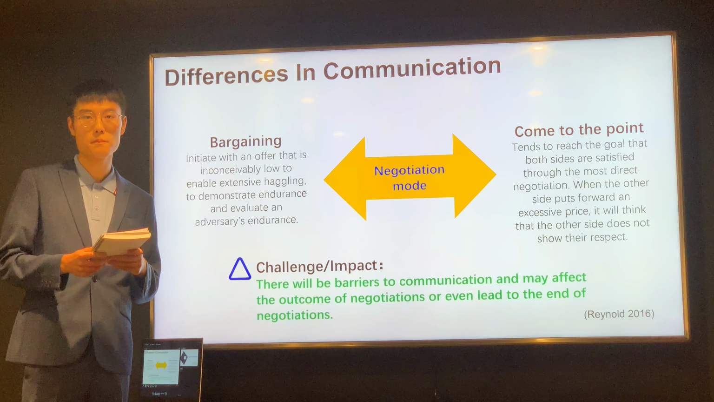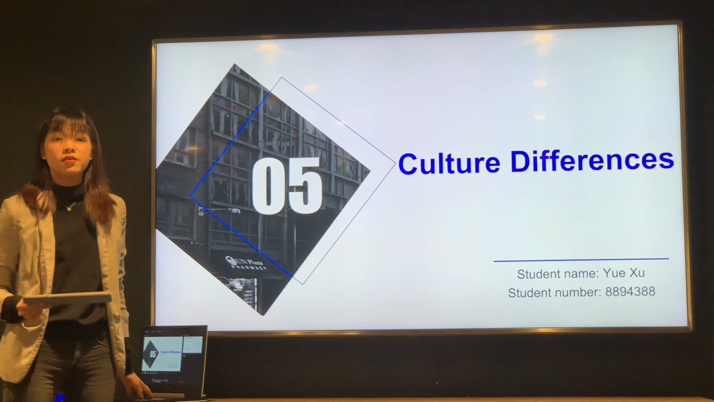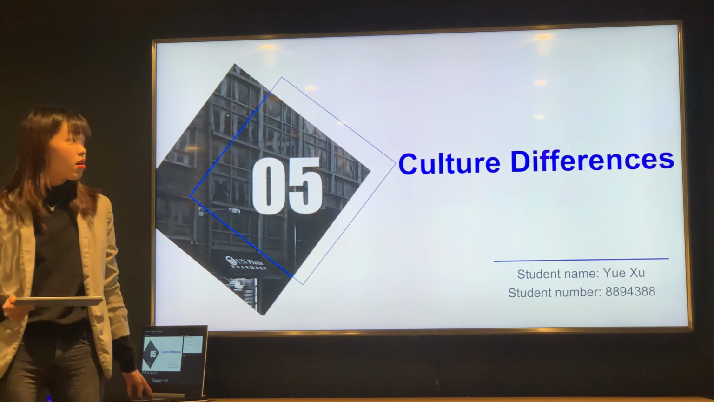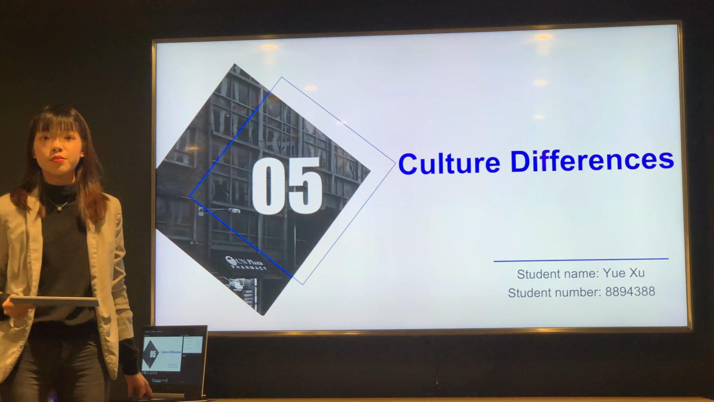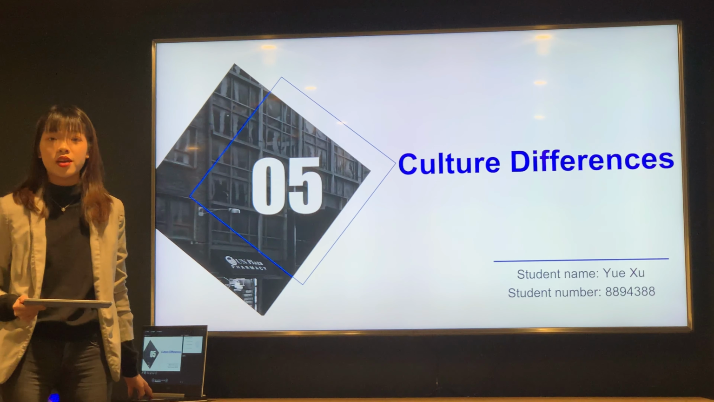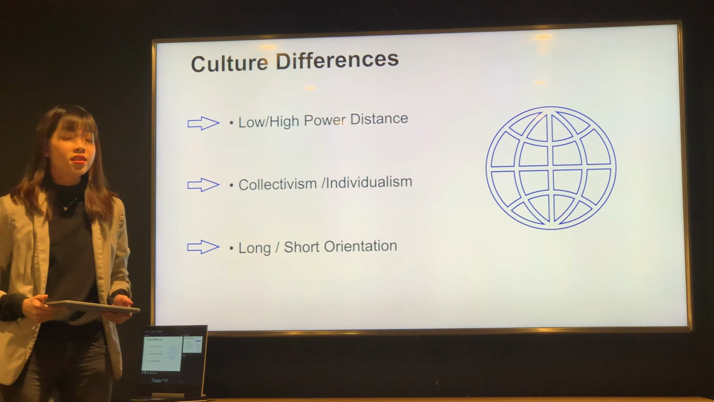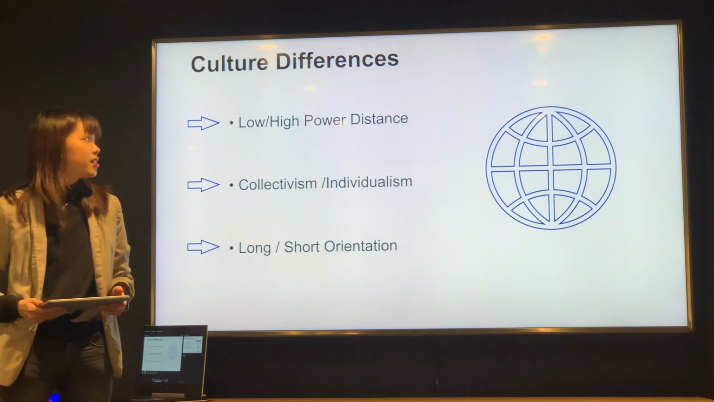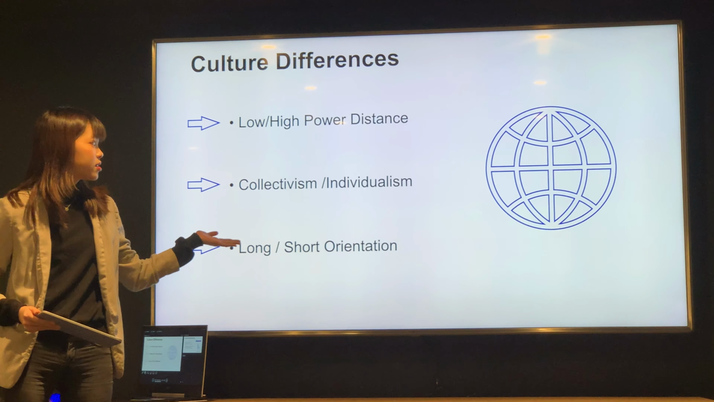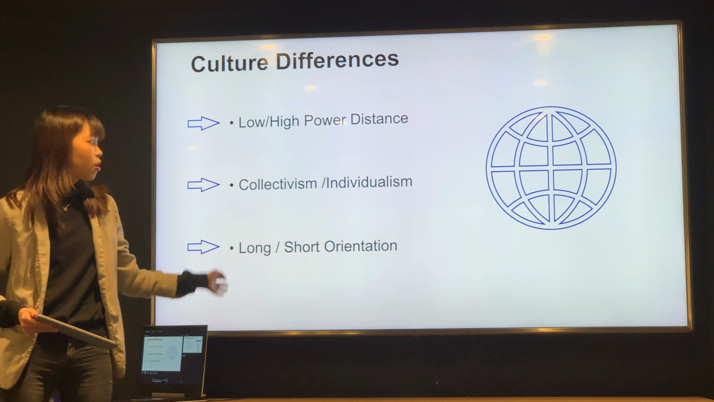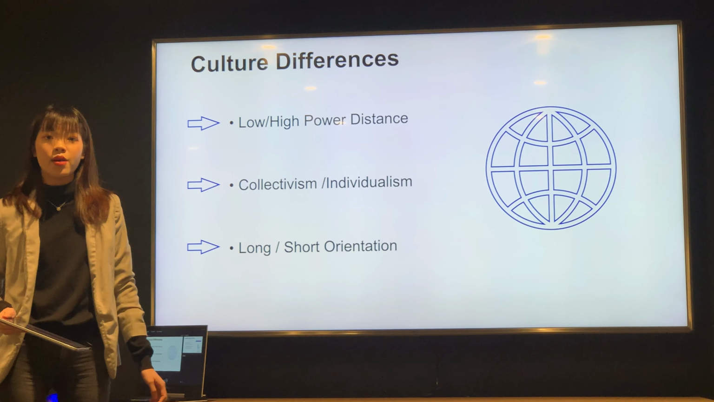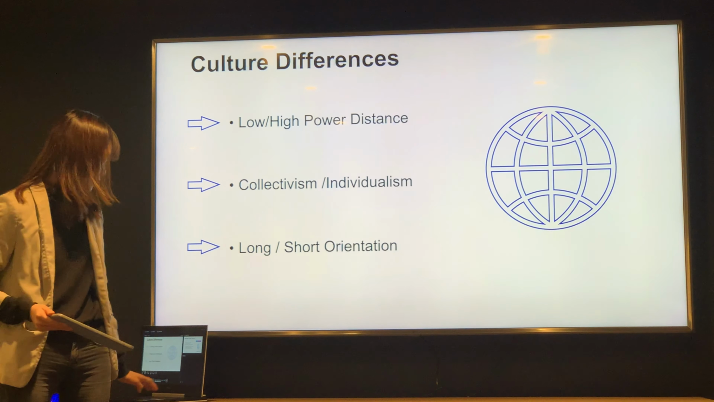Let's welcome Xu Yue to introduce her part. Thanks, Zhang Ce. And now I'm going to talk about the cultural differences between the United Kingdom and China. I will divide the differences into three parts. They are power distance, collectivism or individualism, and long or short-term orientation, and I will explain them in order.